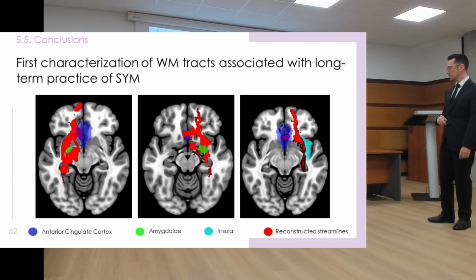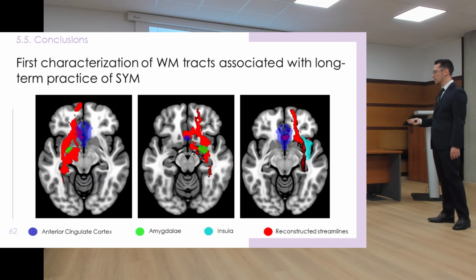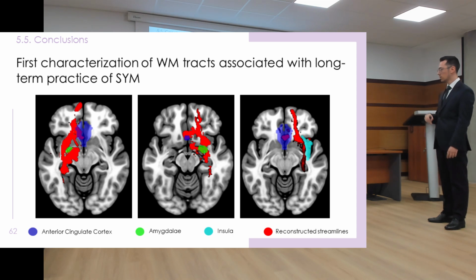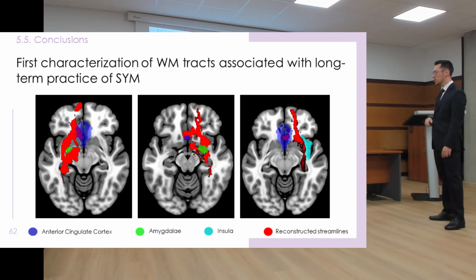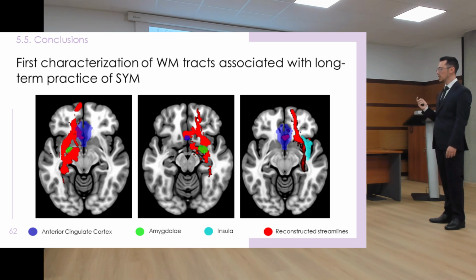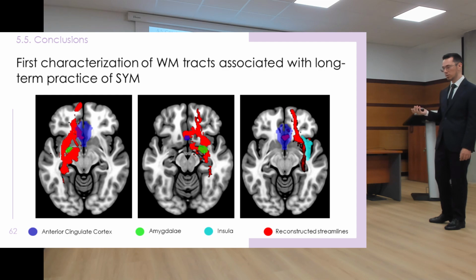So, in conclusion, this is the first brain morphometry characterization of white matter tracks in relationship with long-term practice of Sahaja Yoga meditation. We show that long-term Sahaja Yoga meditators, compared with non-meditators, have significantly more robust structural connectivity between regions related to emotional regulation.